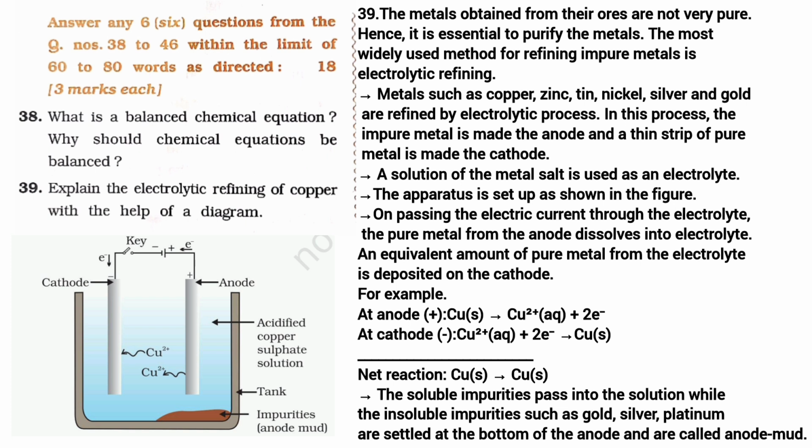For example, at the anode we get Cu gives Cu2+ plus 2 electrons. At the cathode, Cu2+ acquires 2 electrons and gives Cu. Net reaction: Cu gives Cu, that is, impure Cu gives pure Cu. The soluble impurities pass into the solution, while the insoluble impurities such as gold, silver, platinum settle at the bottom of the anode and are called anode mud.